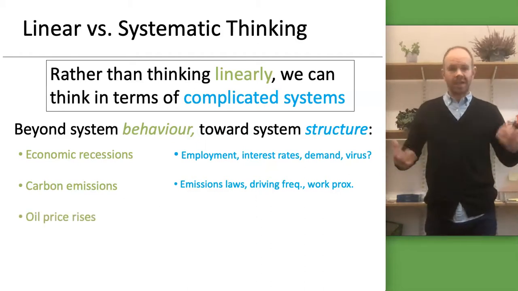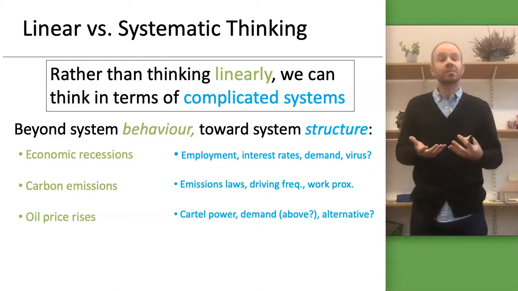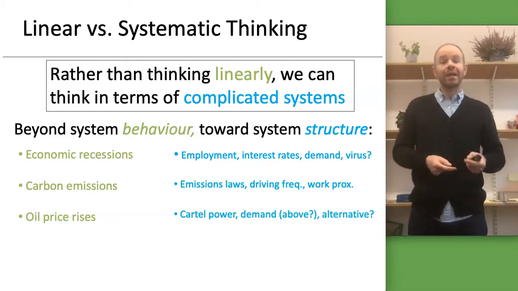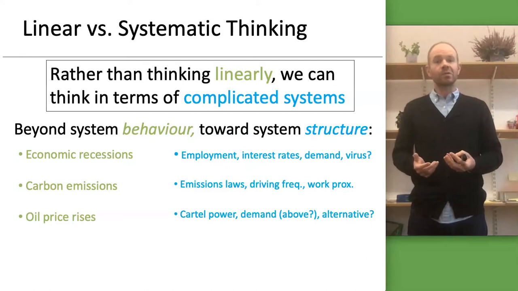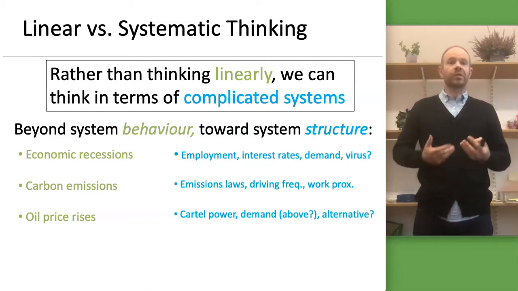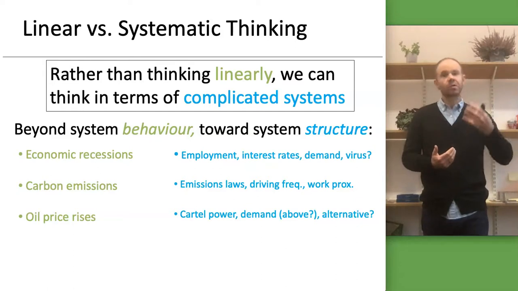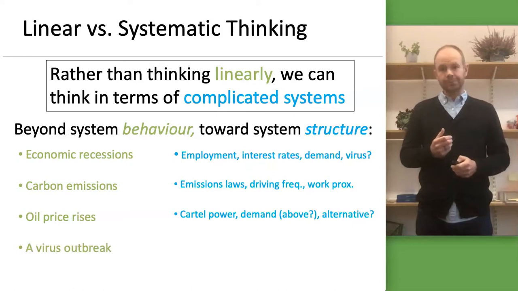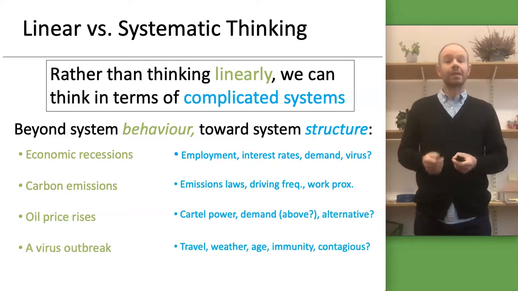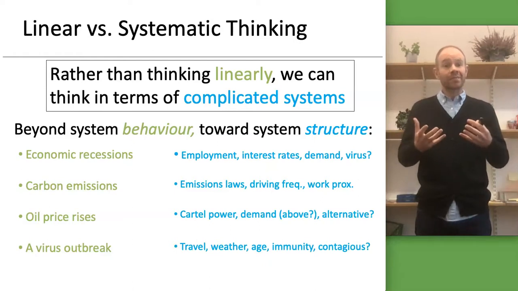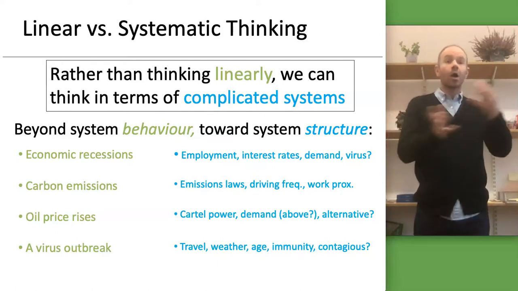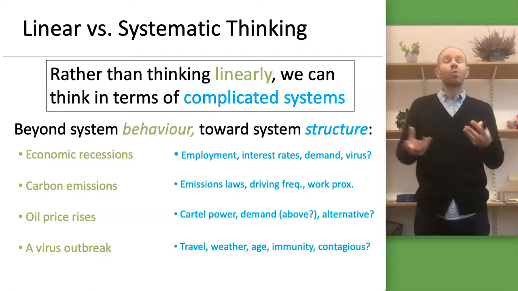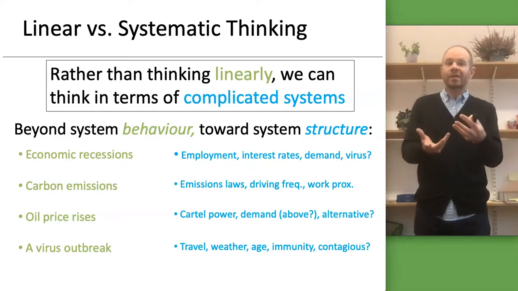Oil prices rise, great. Well, what about the power of cartels in producing oil? What about the demand based on driving frequency and work proximity, right? What about alternatives to oil? Are there green alternatives, wood, solar, hydro, all these different things that we can see as a system for our energy use? And we've got a virus outbreak, right? What is that doing as a function of travel? So rather than looking at, yes, we have a pandemic right now, are people traveling a lot? What is the weather? When people go outside, the outbreak seems to subside.